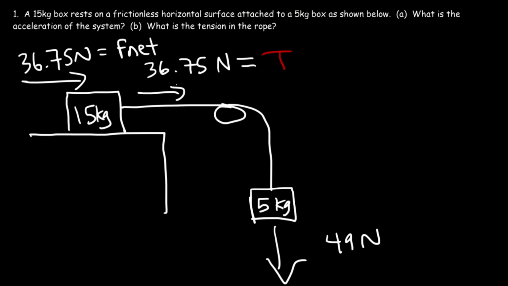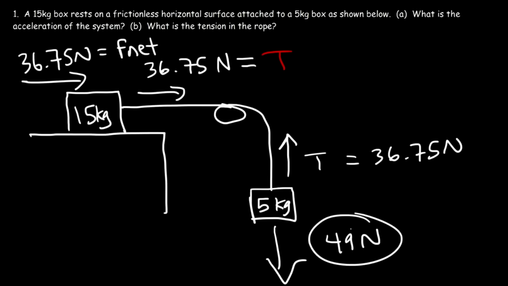Now the tension that pulls the 15 kilogram mass to the right is equal to the same tension force that slows down the descent of this object. So that's going to be 36.75 newtons. Now, the difference between these two forces: you have a force that's pulling it down with 49 newtons, and a force that's pulling it up with 36.75 newtons.